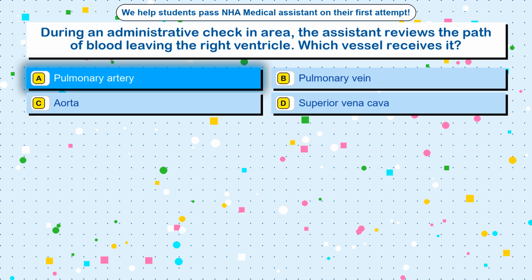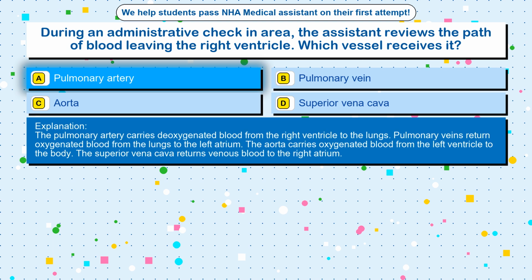Pulmonary artery. The pulmonary artery carries deoxygenated blood from the right ventricle to the lungs. Pulmonary veins return oxygenated blood from the lungs to the left atrium. The aorta carries oxygenated blood from the left ventricle to the body. The superior vena cava returns venous blood to the right atrium.